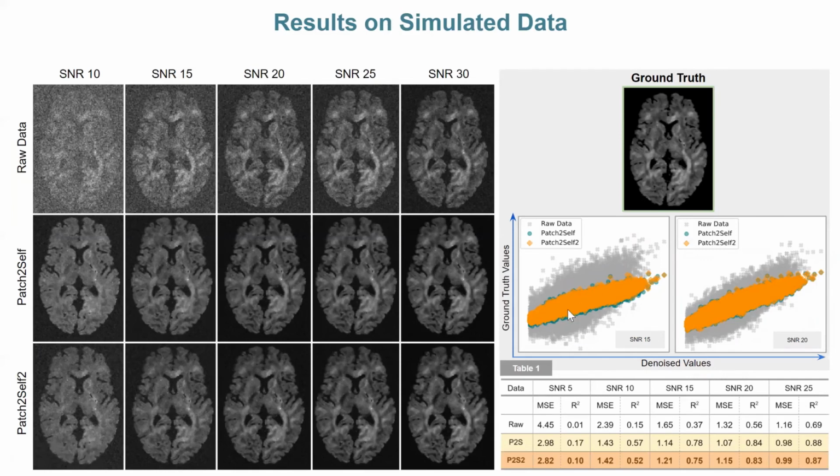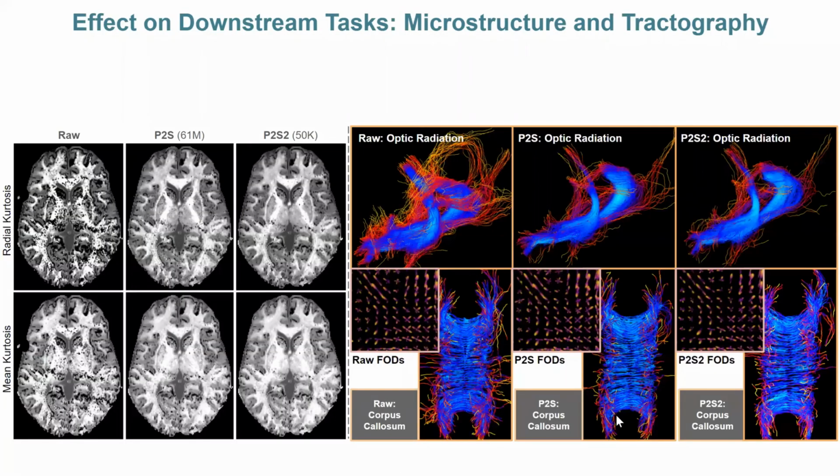Now, looking at simulated data, you see that Patch2Self sketch comes very close to Patch2Self, meaning that there is no loss in performance, right from SNR 15, 20, 25, 30. I've quantified that in a table. We also quantified this on microstructure and tractography analysis.